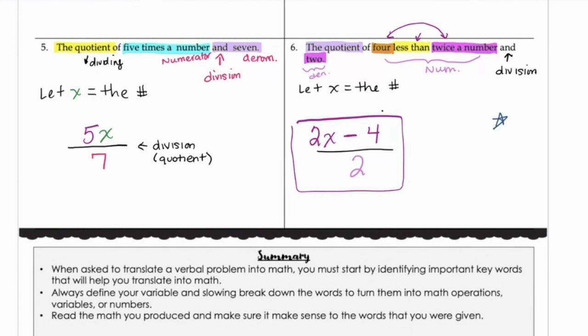All right, here comes our summary. When asked to translate a verbal problem into math, you must start by identifying important keywords that will help you translate into math. Always define your variable and slowly break down the words to turn them into math operations, variables, and numbers. Our last step is always to read our math.